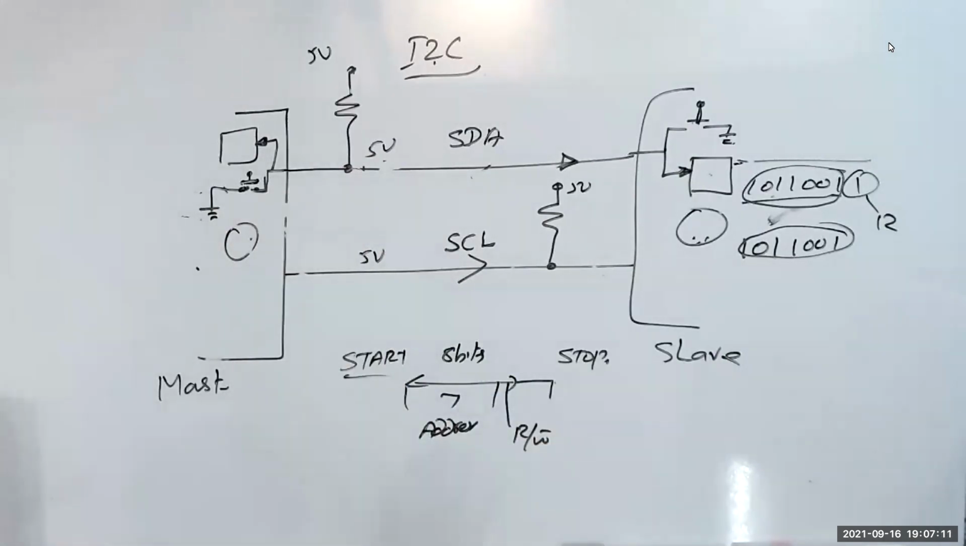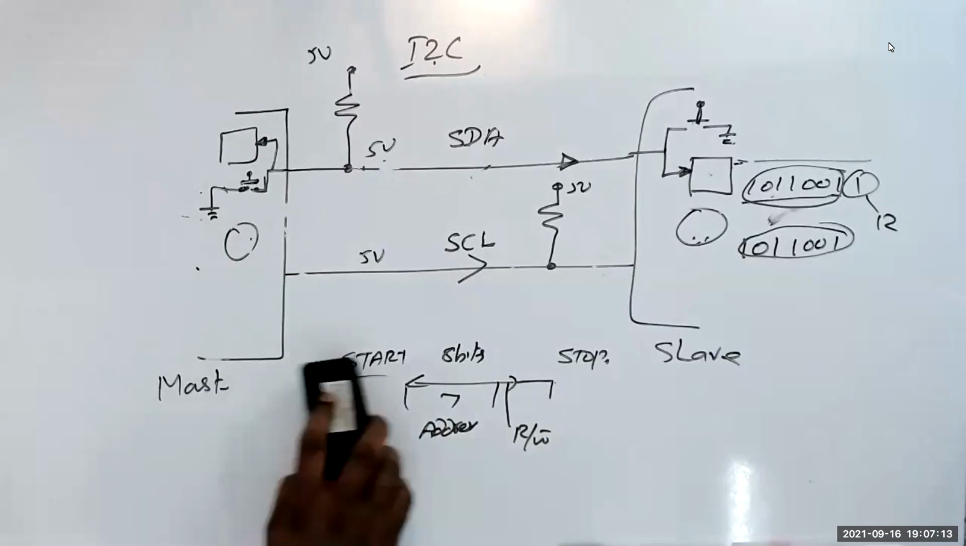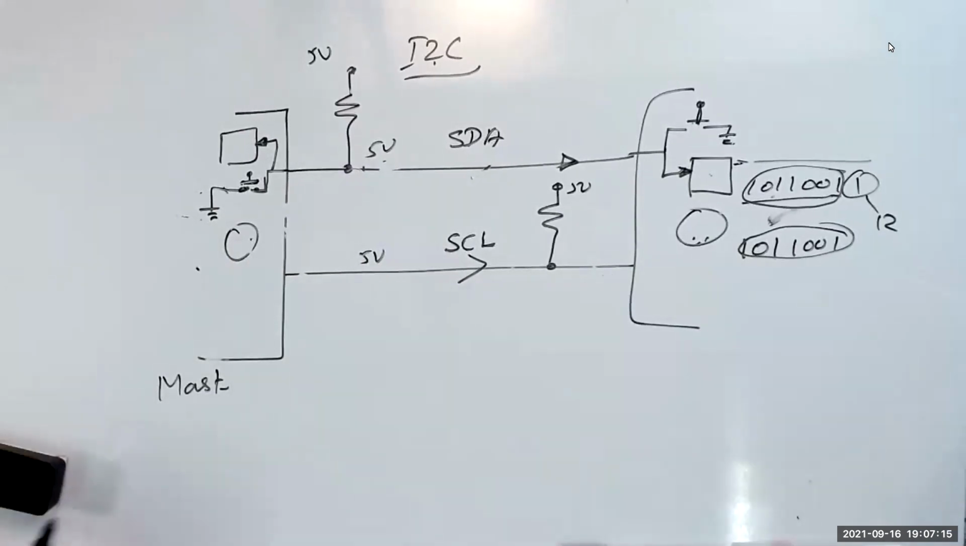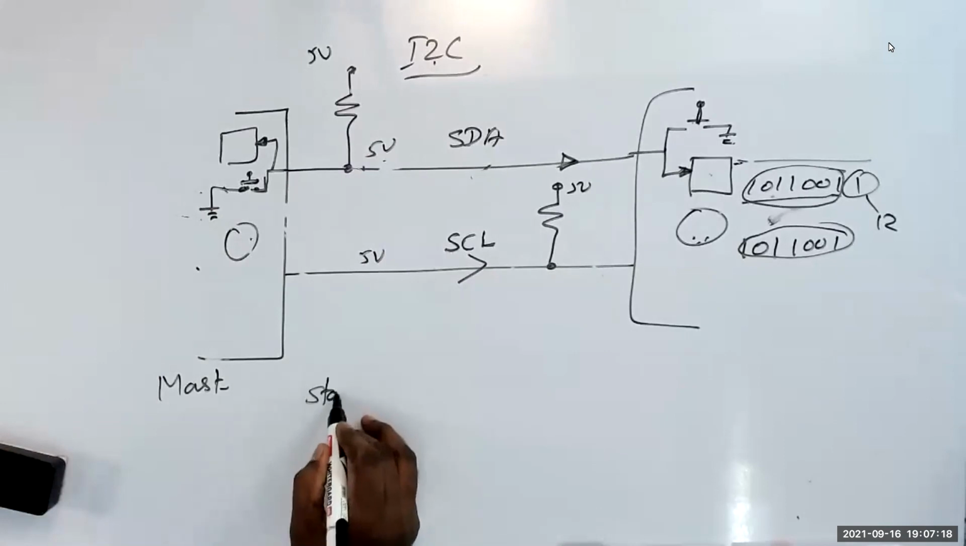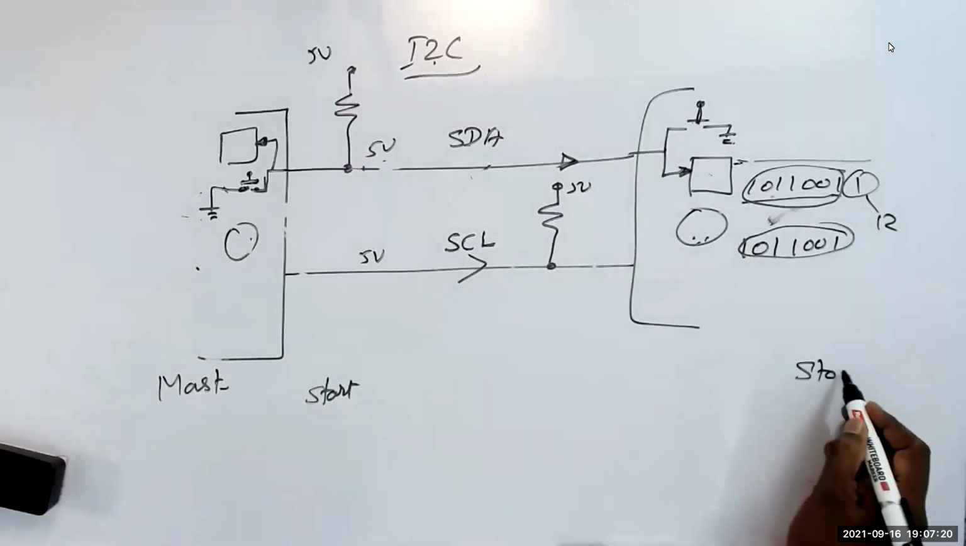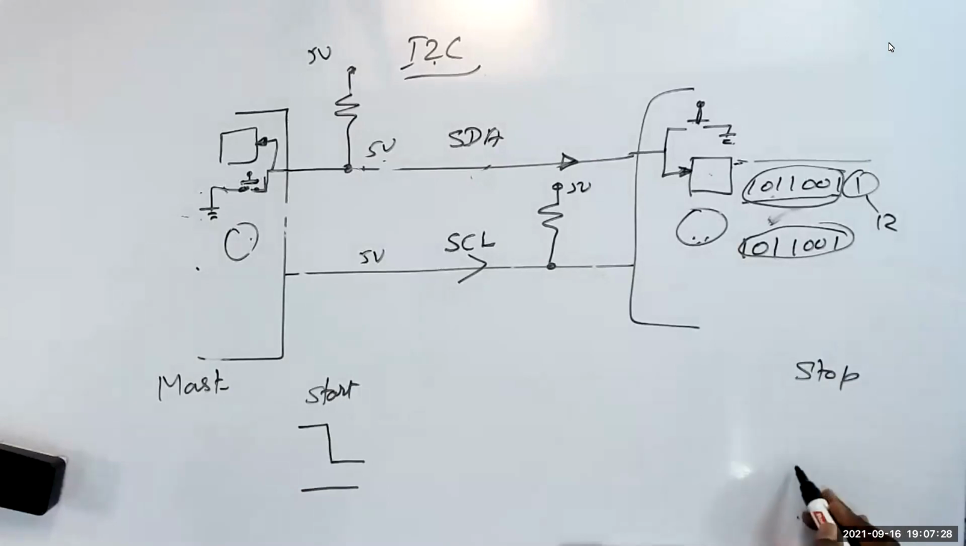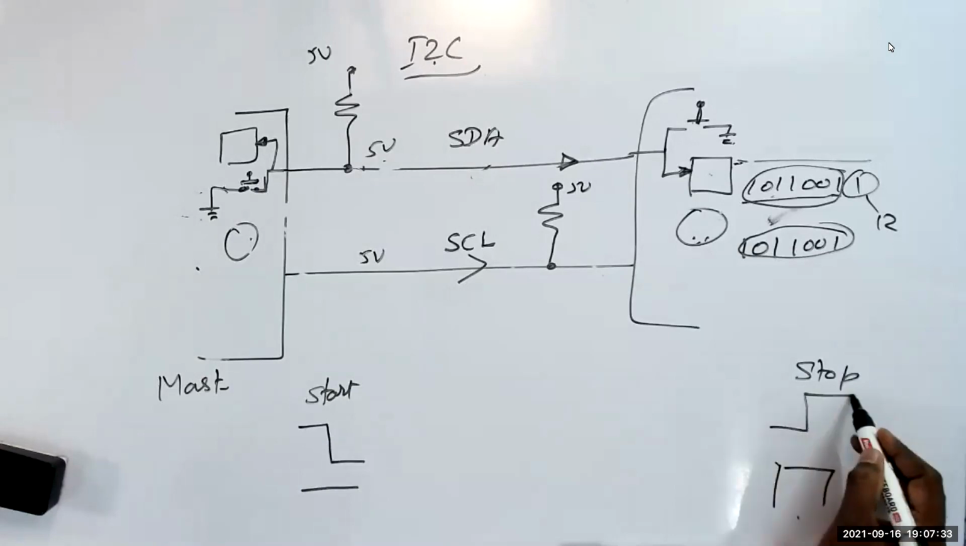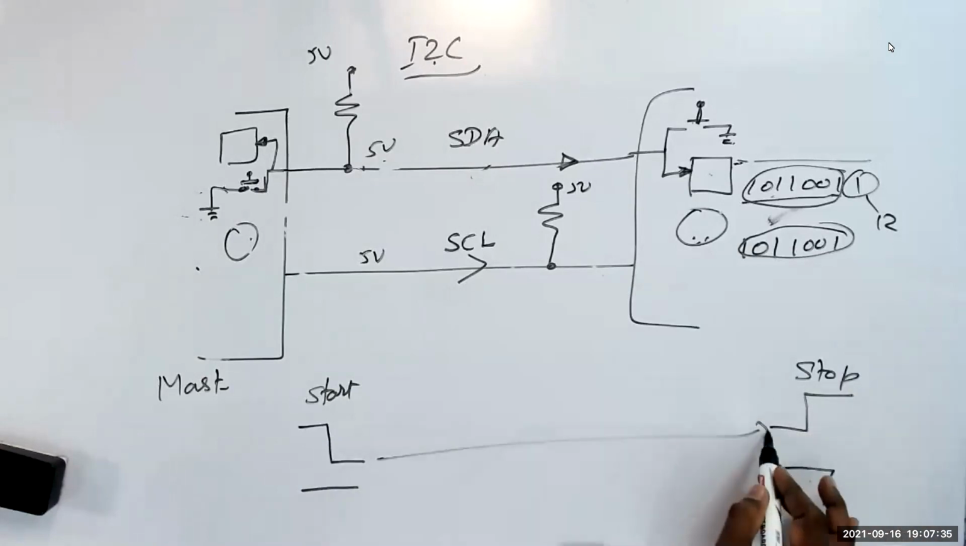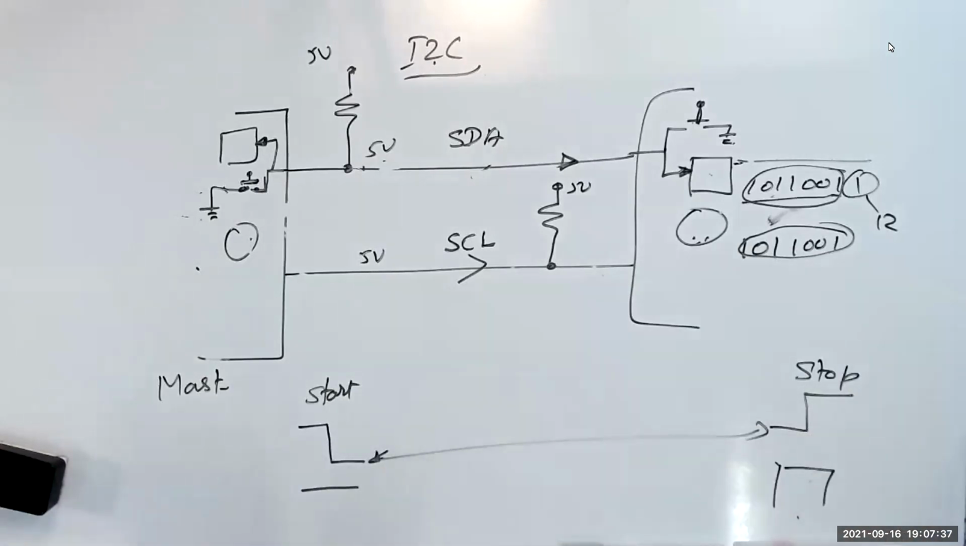This we are very clear. Understand one thing, I send the start and stop. Start is when the clock is high, data changes from high to low. Stop is when the clock is high, data changes from low to high. In between, I transmit data, as much as I wish. Now, what I do here is, I transmit 8 bits. Who? The master.